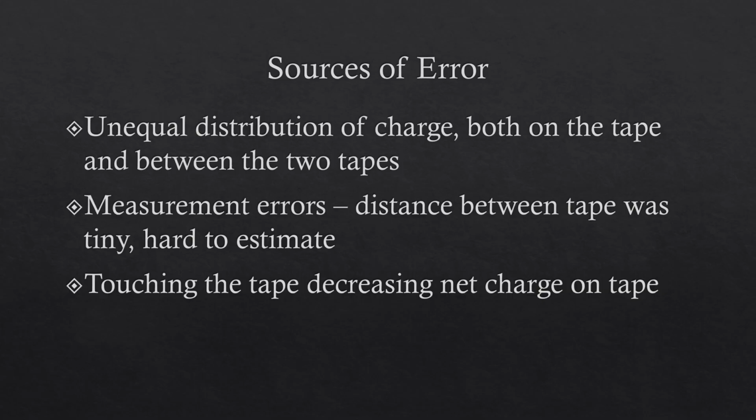There were 3 sources of error in this experiment. One was that there was probably an unequal distribution of charge both on the tape and between the two tapes. The second is that there were probably measurement errors when we measured the distance between the two tapes. And the third was that every time we touched the tape, we decreased the net charge on the tape, which would mean that our calculated values would be smaller than reality.